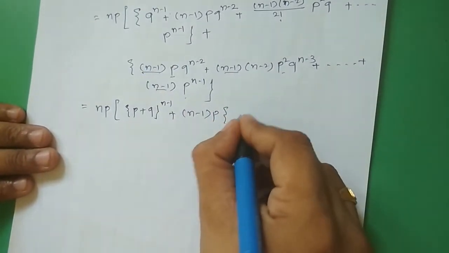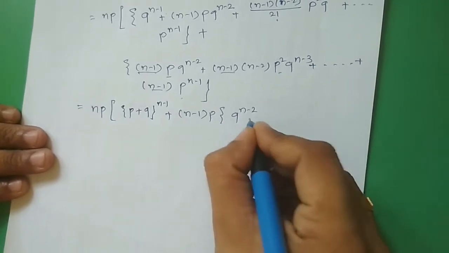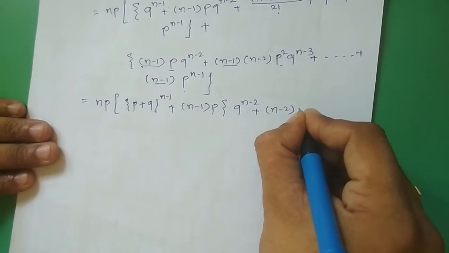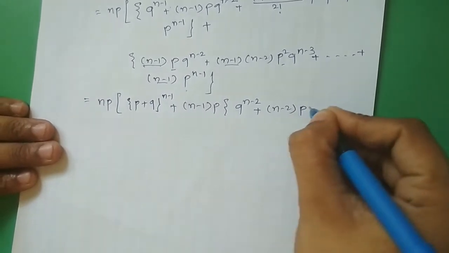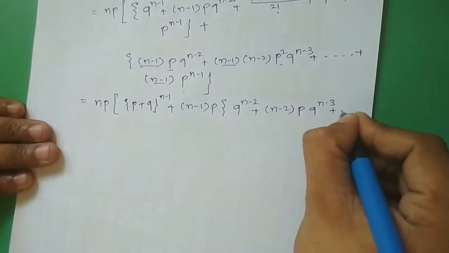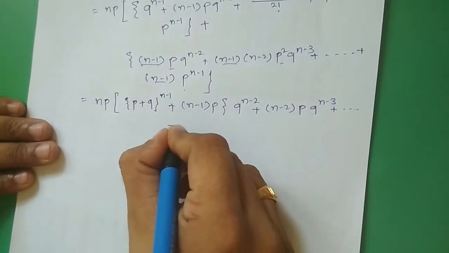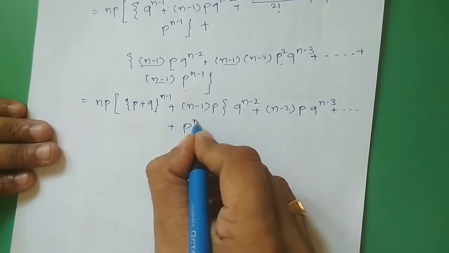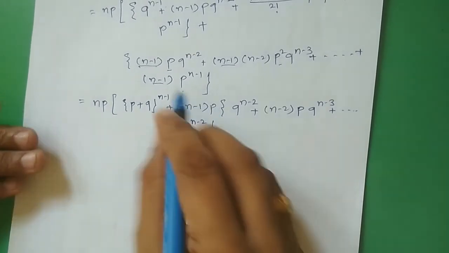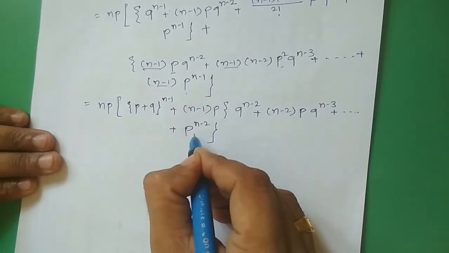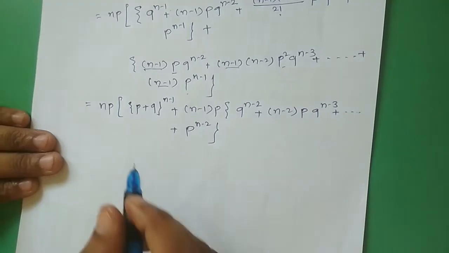So what will be the remainder? It's a q raised to n minus 2, plus n minus 2, since one p is already outside, it's a p, and q raised to n minus 3, plus dot dot dot. What will be the last term? It's going to be a p raised to n minus 2, because we have already taken one p outside, so the remaining term is a p raised to n minus 2.